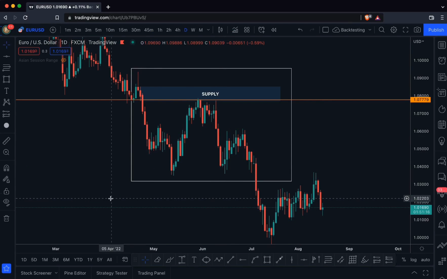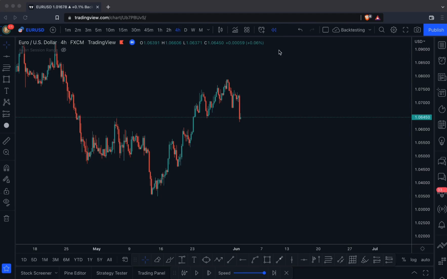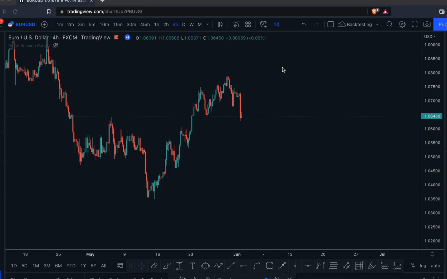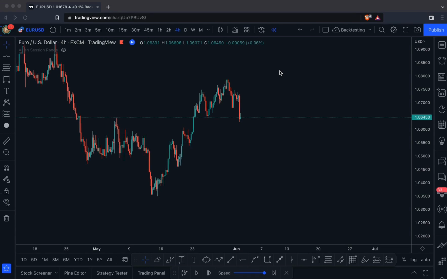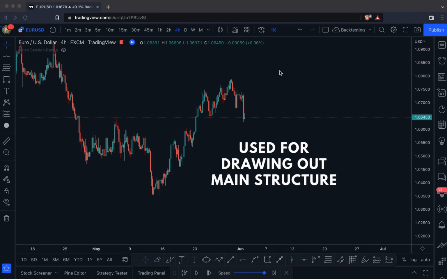So now let's move on to the 4-hour time frame. So for the 4-hour time frame example, as you can see, I have used the bar replay tool, and we'll go over why I've used it very shortly. But let's start off with why we use the 4-hour time frame. So the 4-hour time frame is quite a strong time frame to use. It is a time frame we can trust, and it's the time frame that we are going to use to draw our main structure.